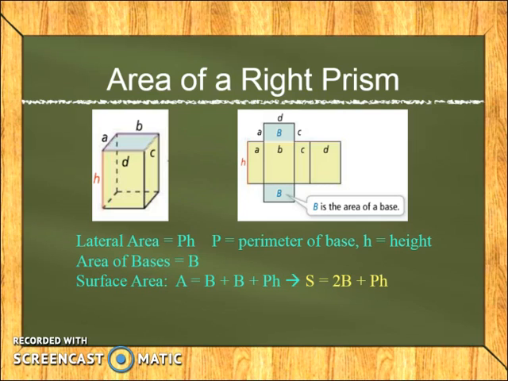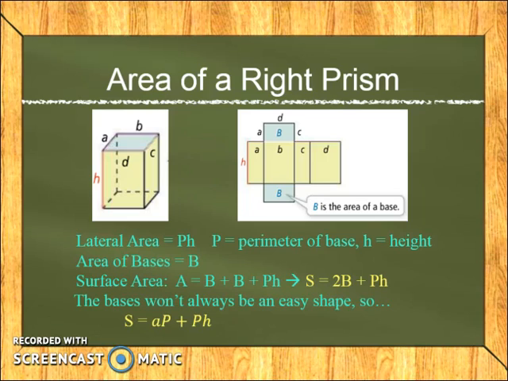The area of the bases is capital B. There's 2 bases, and then there's the perimeter times the height. So the formula ends up being 2B plus PH. The bases won't always be an easy shape. Regular polygons will enter in, where you get 1/2 times A times P. 1/2 times 2 is 1, so it's just A times P plus P times H.